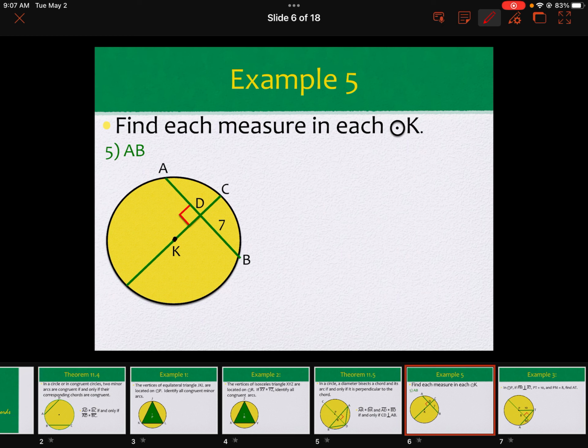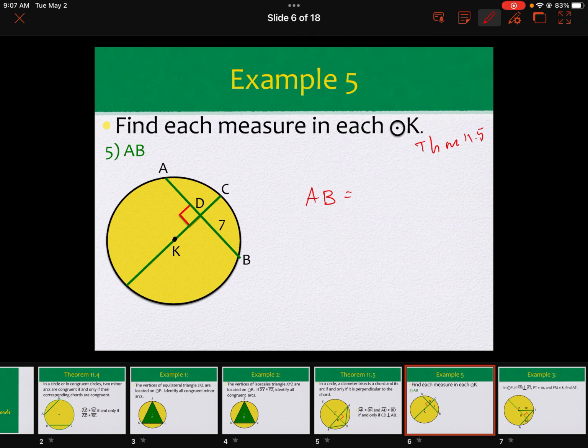So we're starting here with example 5. I think we did example 5 first because it's simple. We're going to find each measure in circle K. So they're telling you K is the center. We want to find the distance from A to B. That's what that AB means. How far is it from A to B? Well, you're using theorem 11.5.